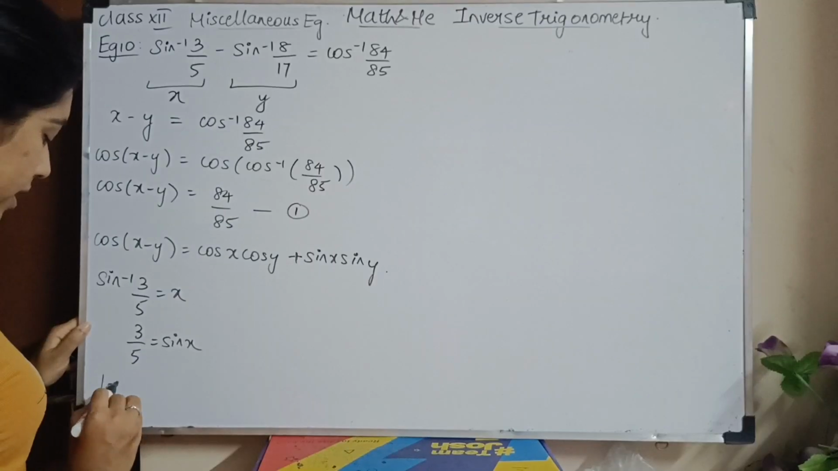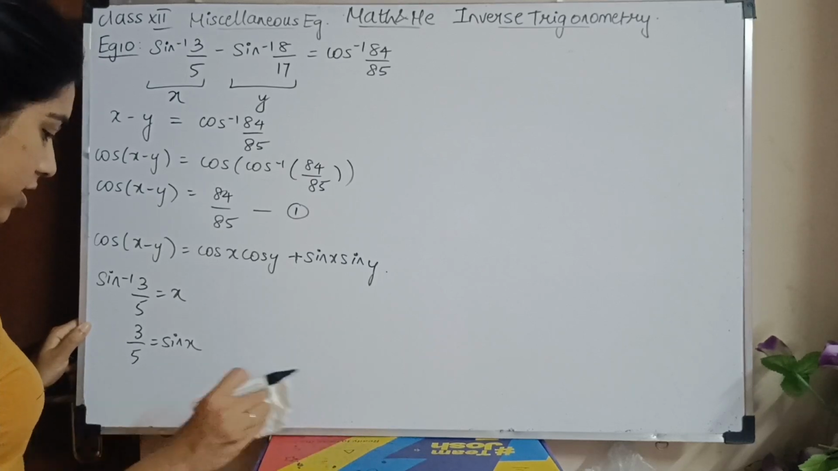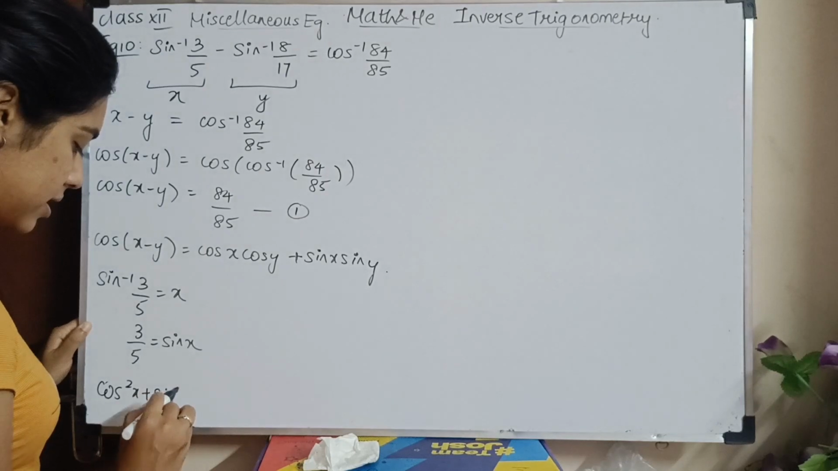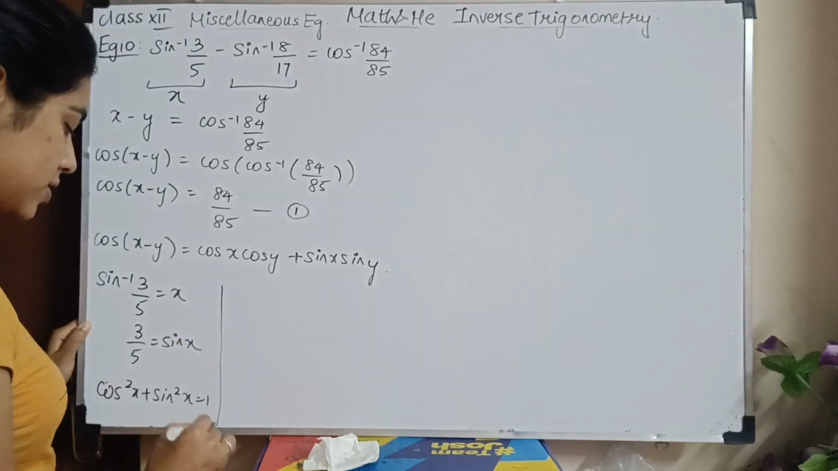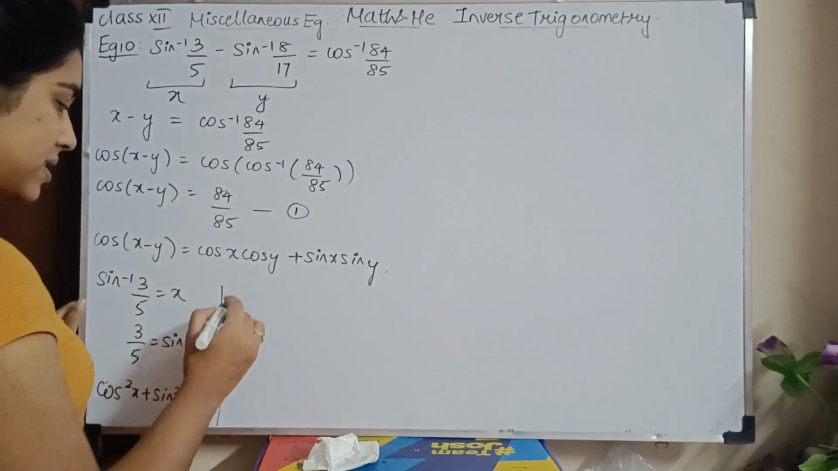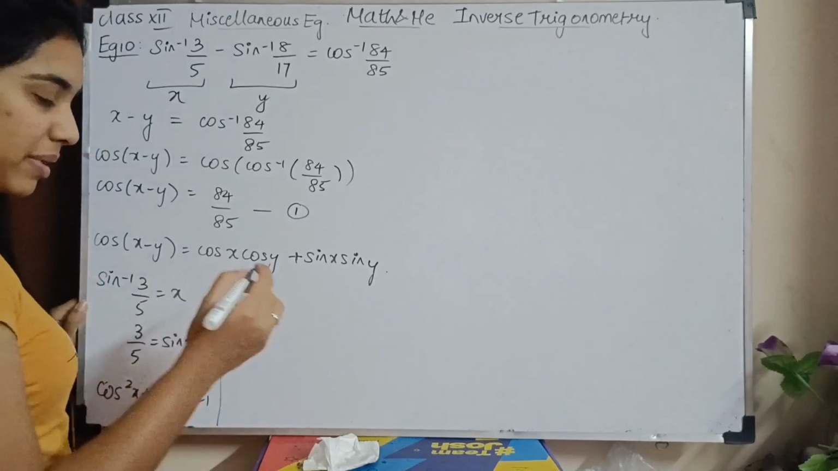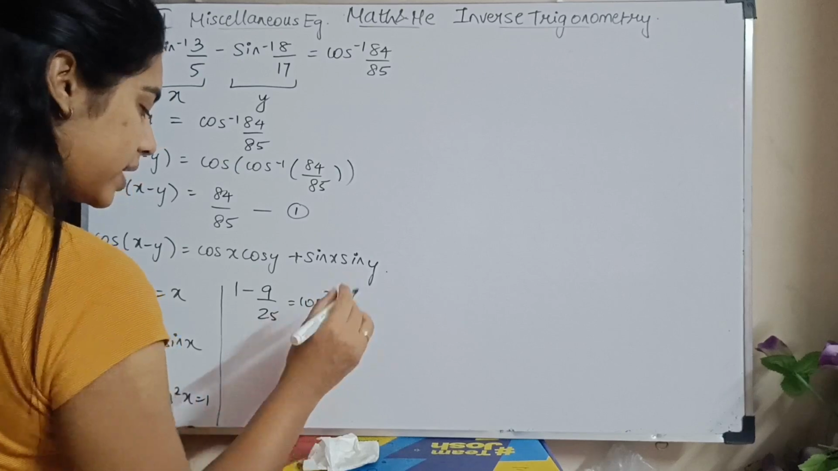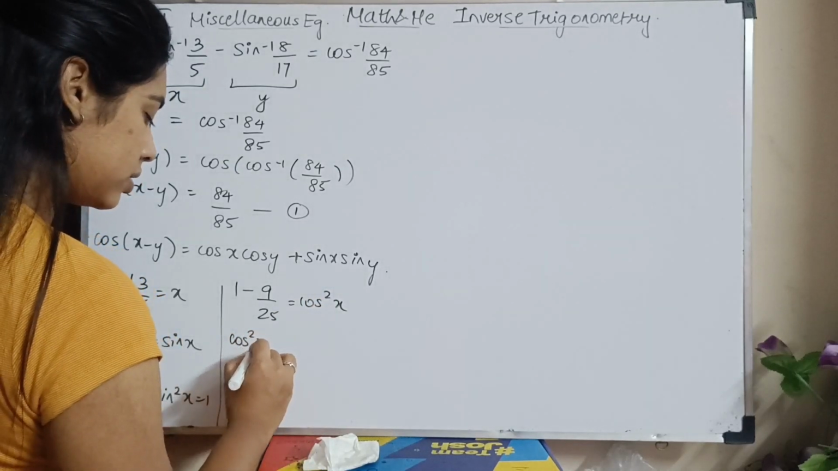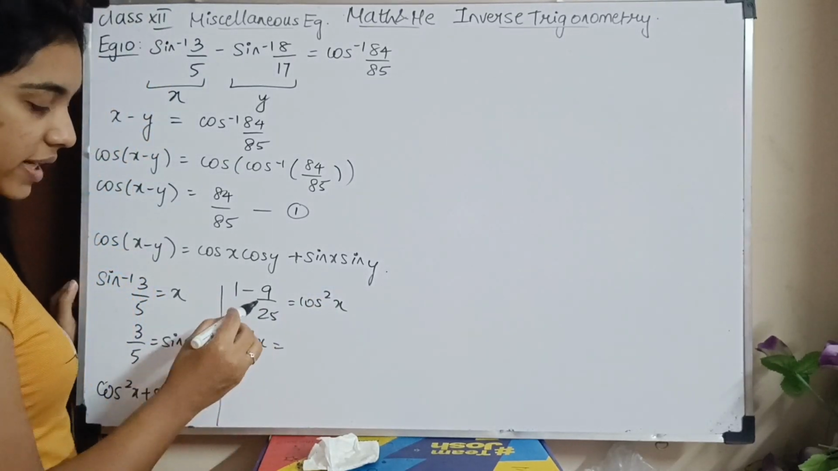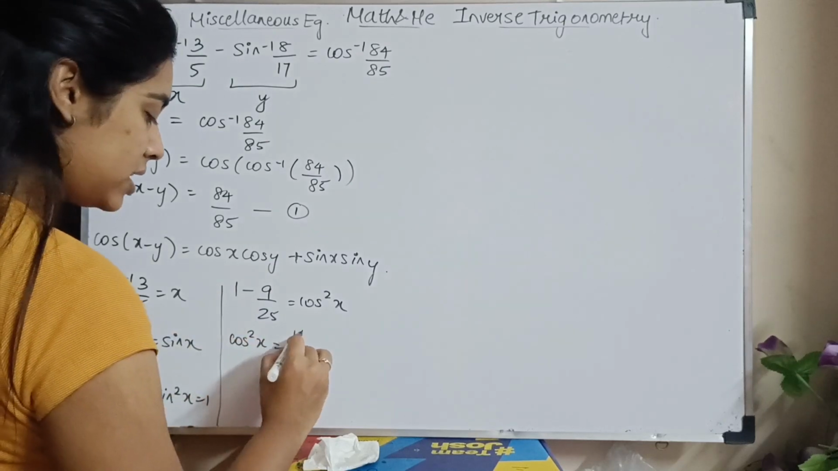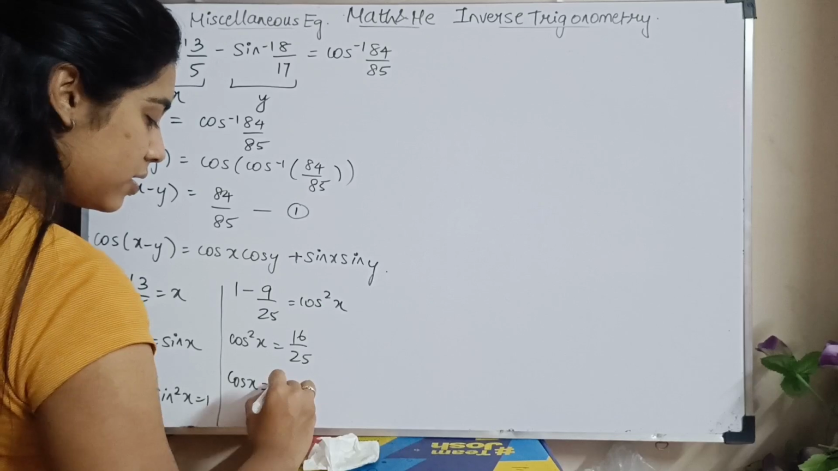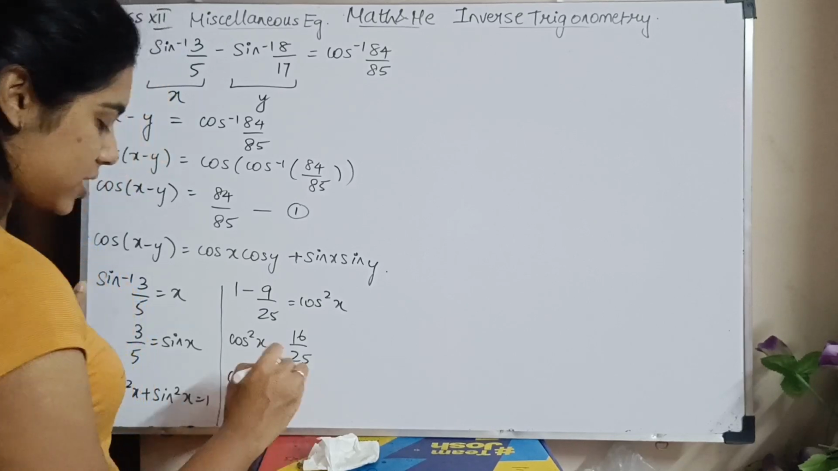Between sin and cos, I know that sin square x plus cos square x equals 1. So on simplifying, cos square x will be 1 minus sin square x, which will be 1 minus 3 by 5 the whole square, which is 9 divided by 25. So this is my cos square x. What will cos x be? Cos square x is 25 minus 9, which is 16 divided by 25. So cos x is going to be the square root of this, 4 divided by 5.